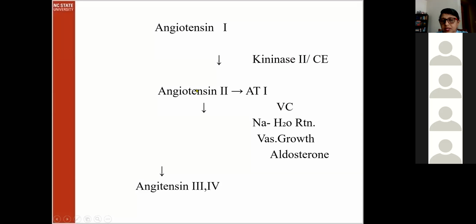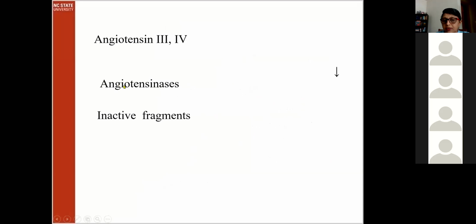So this is highly potent. It causes vasoconstriction. Compared to adrenaline, it is highly vasoconstrictive. So it causes vasoconstriction, sodium water retention, which we will come to again in detail. Then it causes vascular growth and increases aldosterone secretion. Now this angiotensin 2 will later be converted to angiotensin 3 and 4. And again, it will be acted upon by angiotensinases and converted to inactive fragments. So this is what is happening in the renin angiotensin system, that is the formation of angiotensin 2 and its degradation.